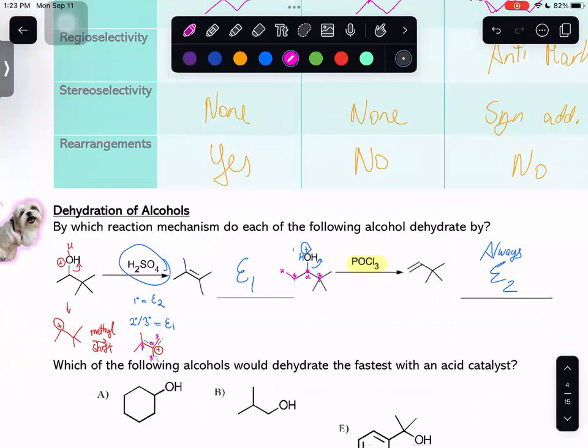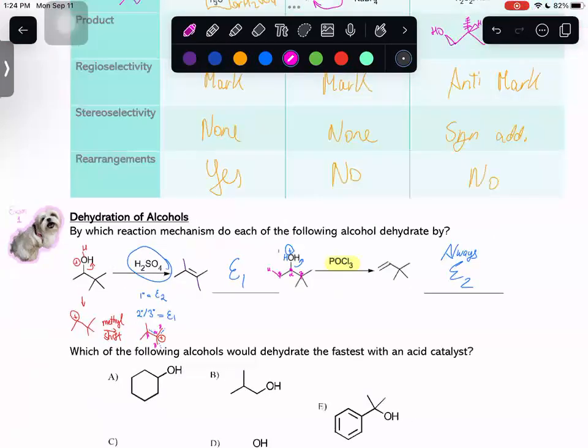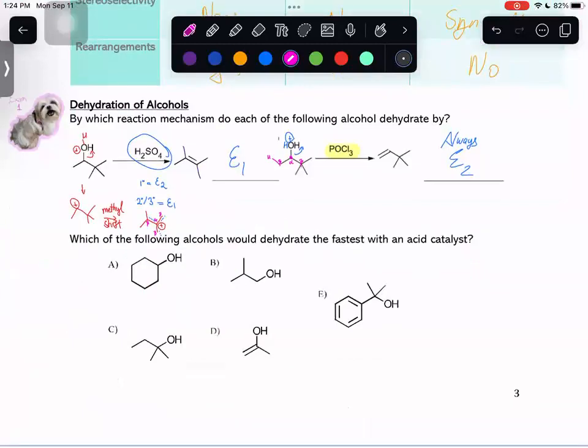Okay, any other questions on dehydration? Yes. Hydride or methyl shift? Yes, that's going to apply for any kind of reaction. As long as you see some sort of carbocation, you have to do some sort of rearrangement if possible. Okay, we're good? Okay, let's keep talking about some conceptual stuff.